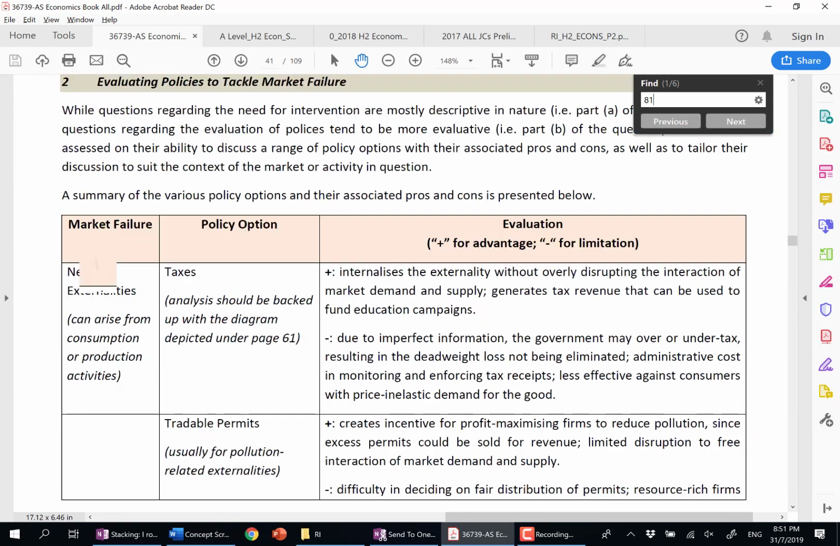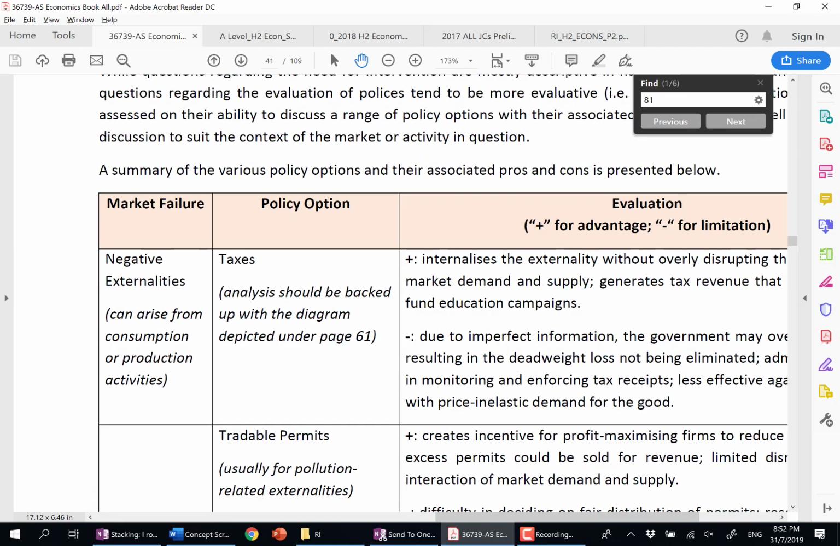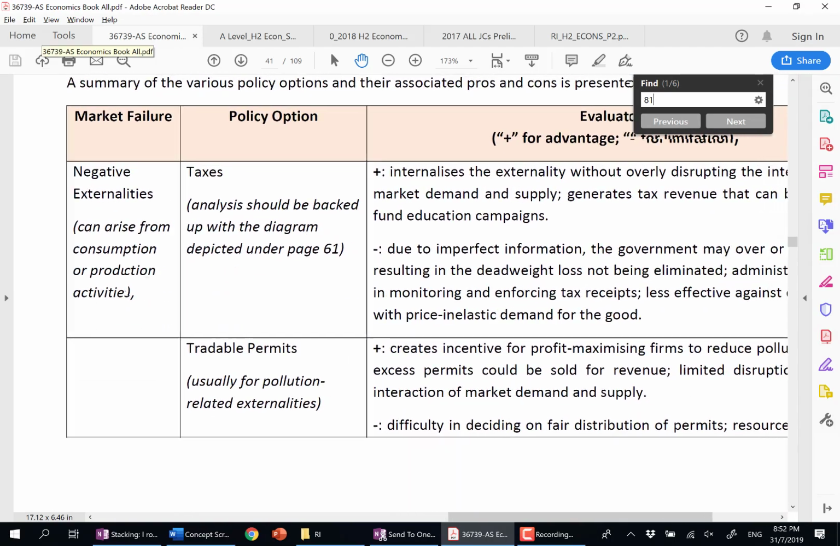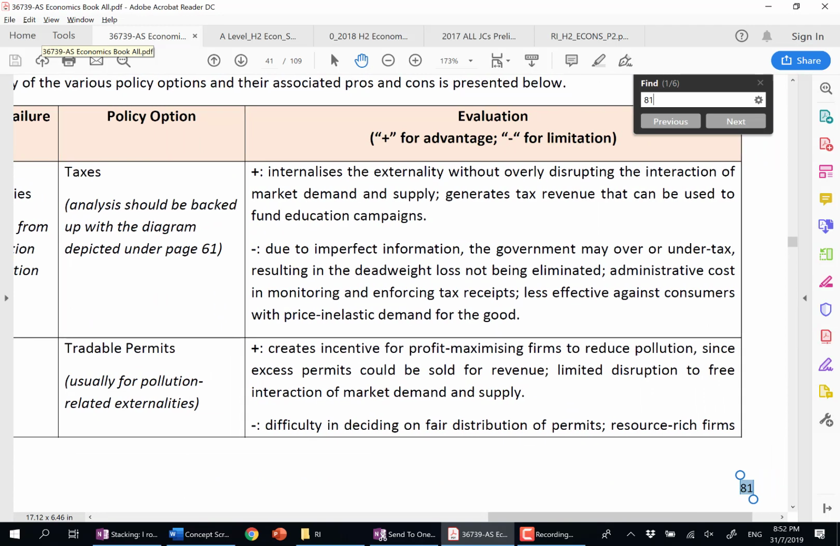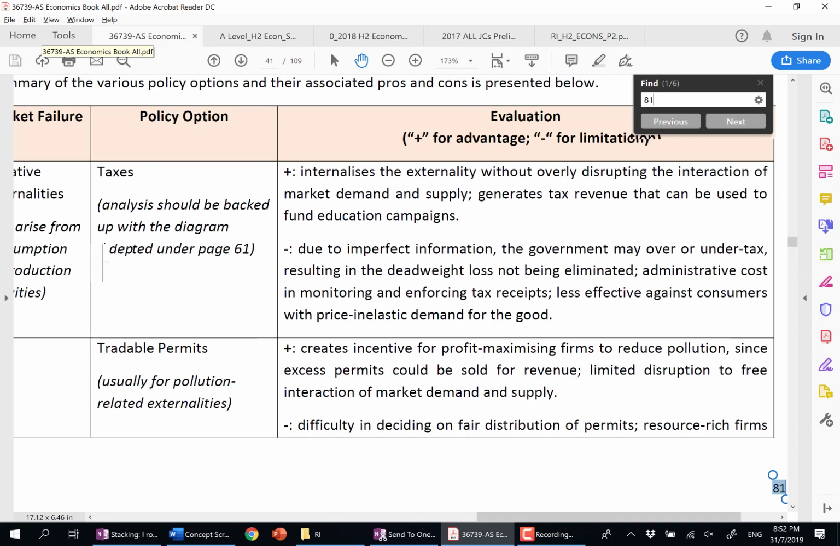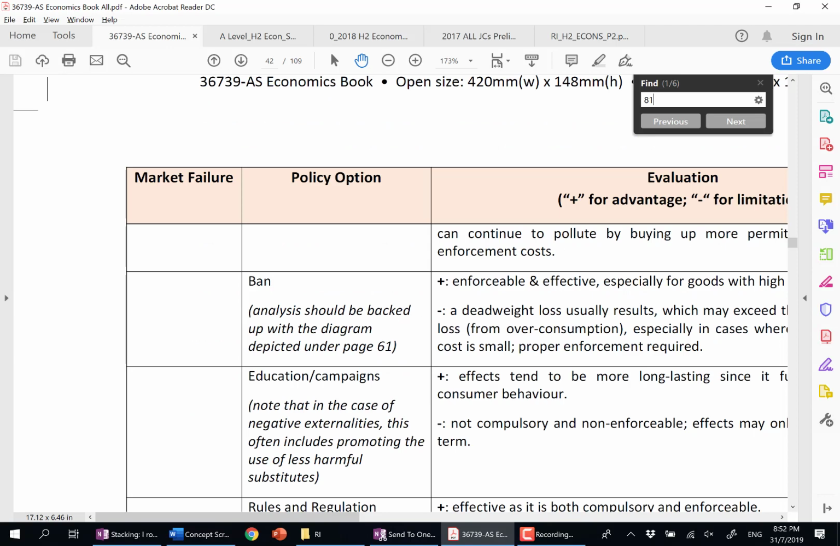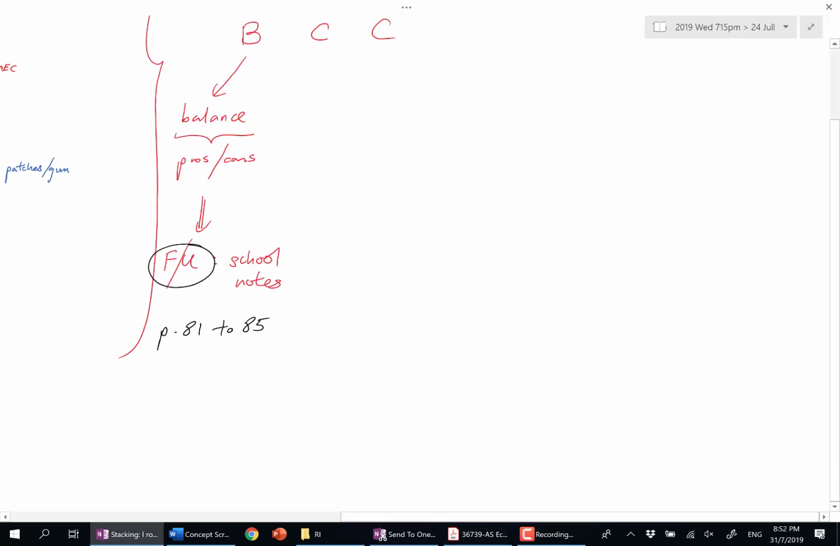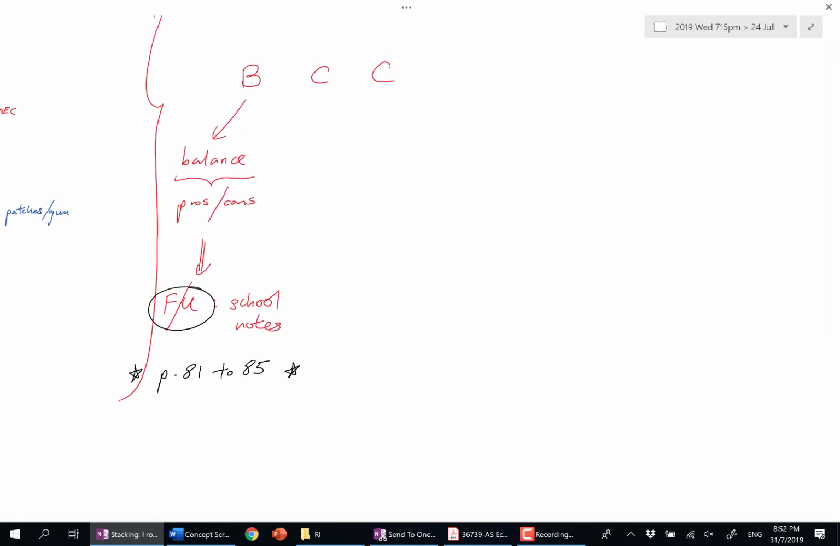Okay, pages 81 to 85, if you look at it here, 81 gives you the policy options to deal with a spillover cost. For each policy option, we have the pros and cons. See, internalize the externality, market-based approach, generates tax revenue, 3 points, all here. Drawbacks: over or under tax, administrative cost, small point, price inelastic demand. 81 to 85, can I make it compulsory for you all to go through? If you do not have policy pros and cons, you can draw the nicest diagrams, you'll not get level 3, because you need balance. Okay?